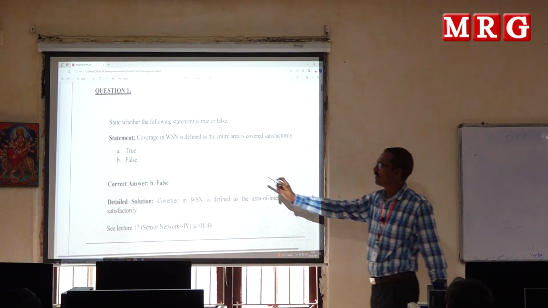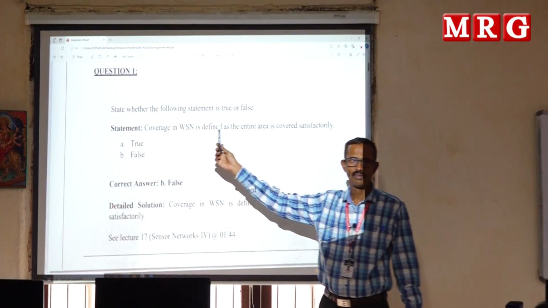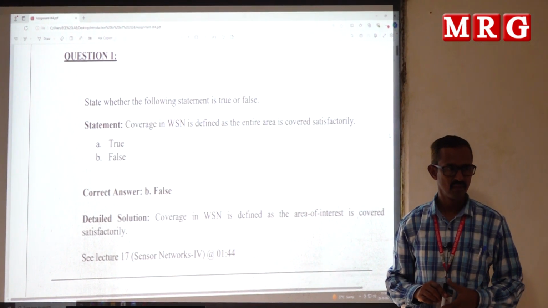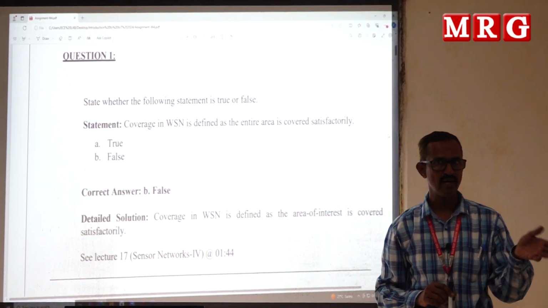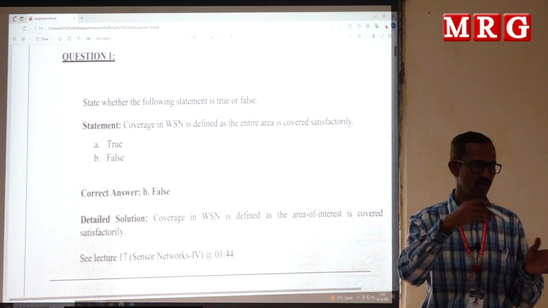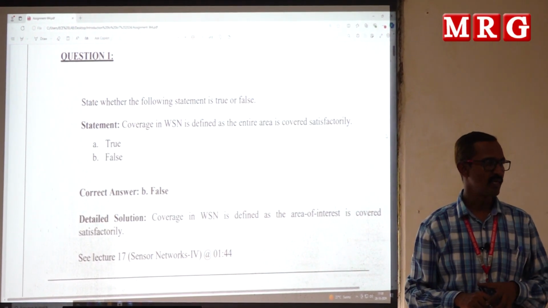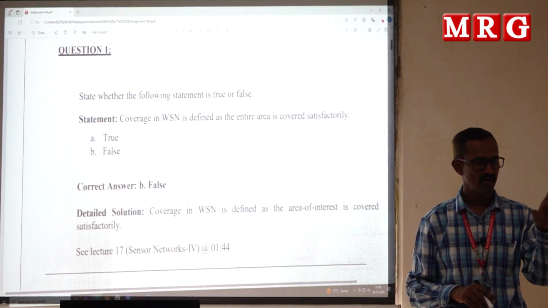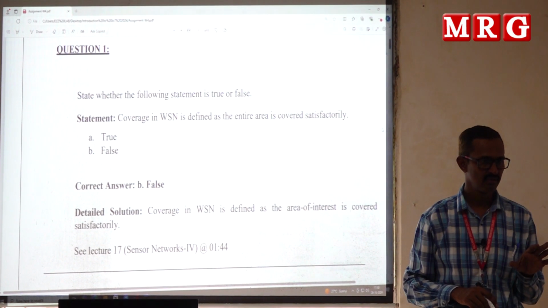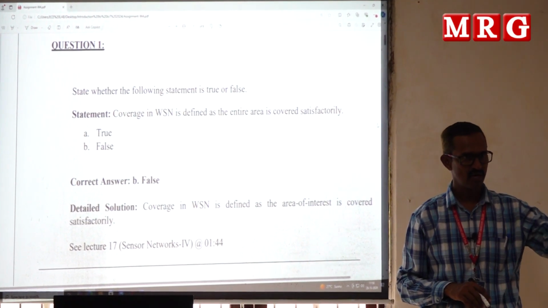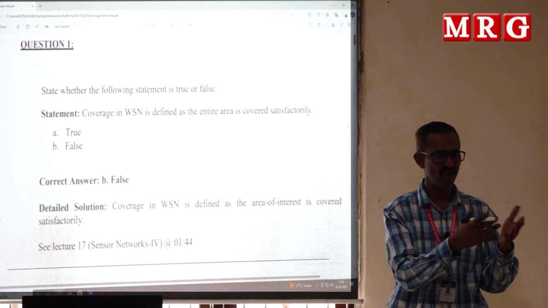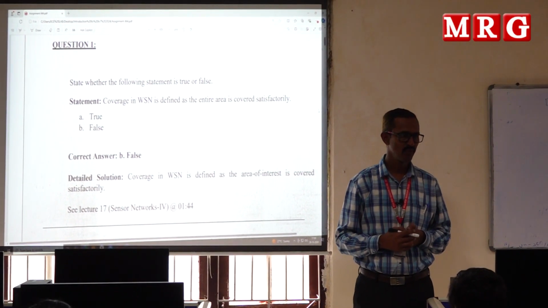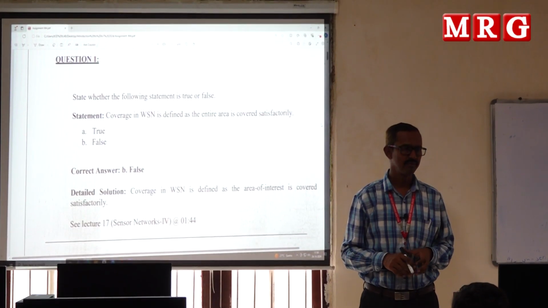Next, what is WSN? Wireless sensor network. The nodes, whatever sensors are used in wireless sensor networks, along with the wireless technology, we are calling them wireless sensor network. Wireless sensor network is a part of an IoT. Sensor nodes and Wi-Fi technologies you are using, together we call it a wireless sensor network. So, without this IoT is not possible.